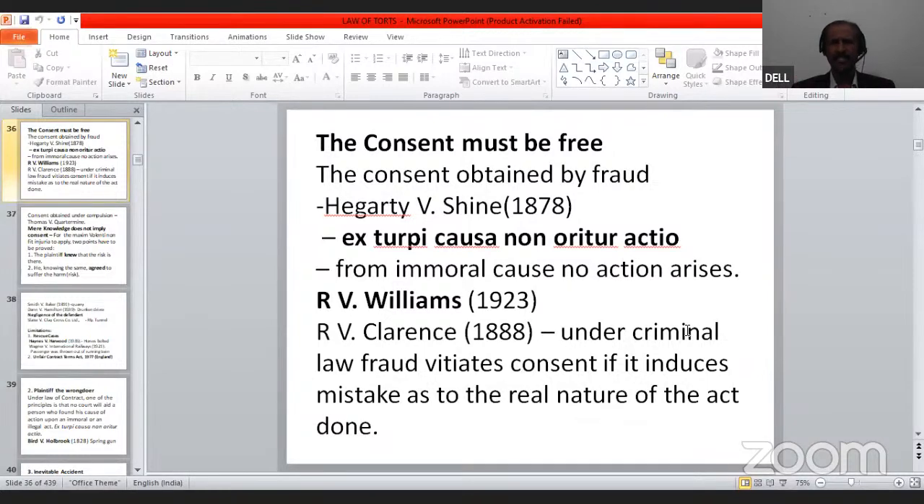I told you earlier that consent must be free, that is, without elements like fraud, mistake, undue influence, misrepresentation and coercion. But here I will pass through quickly. I'm saying consent obtained by fraud. What do you mean by fraud? Misrepresenting the truth, concealing the truth and representing the false. I'm putting it simply, I'm not defining Section 17 of the Indian Contract Act on fraud.